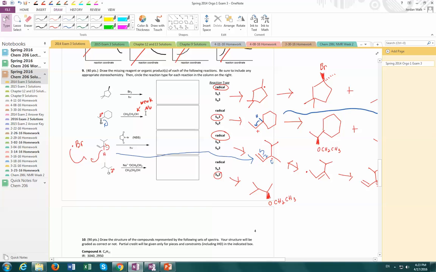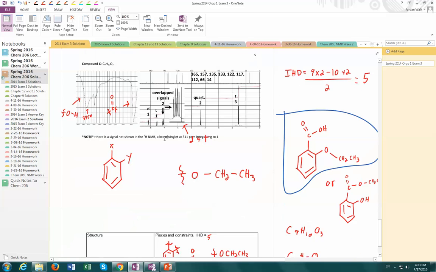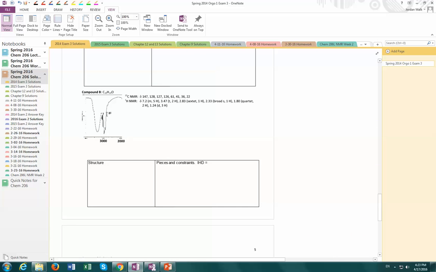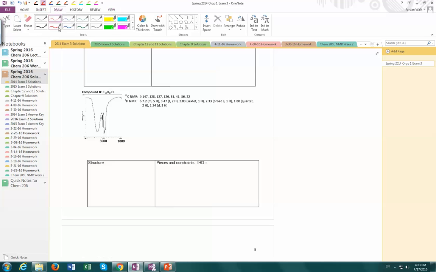All right, Sarah, did you just want to do the one above it? Yeah, it was just the one right before. This one, compound B? Yeah. Okay, so I'll let you guys work it along with it. First off, let's do the IHD. Our IHD would be C10, so it's 10 times 2 minus 14 plus 2, divided by 2, so that's 20 minus 14 is 6, 8, 4.